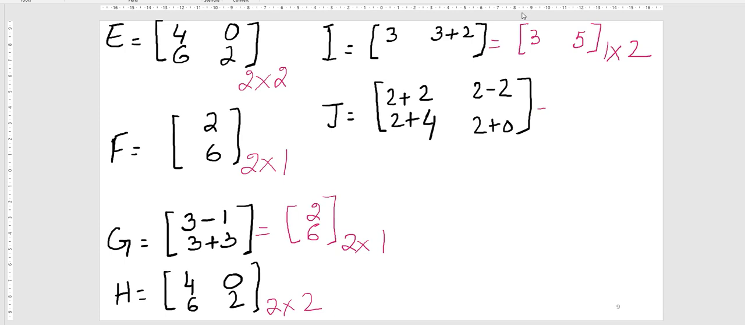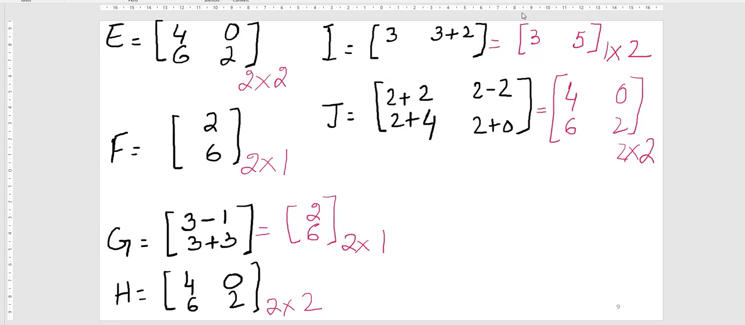And the same thing is here. You have to add: this is 4, 6, 0 and 2. So it will be 2 by 2. Now we have to find out which matrices are equal. We already did that: A is equal to C.